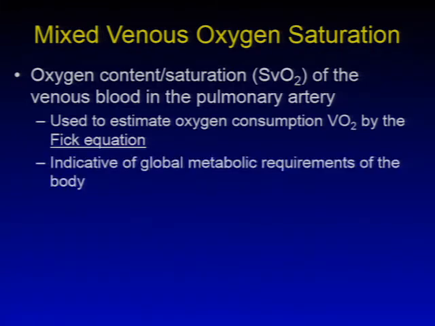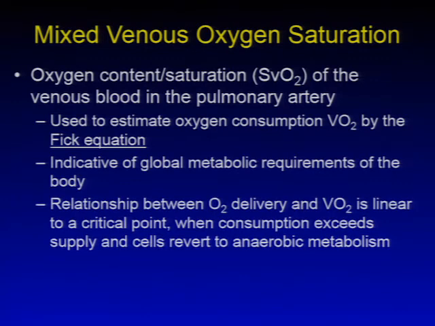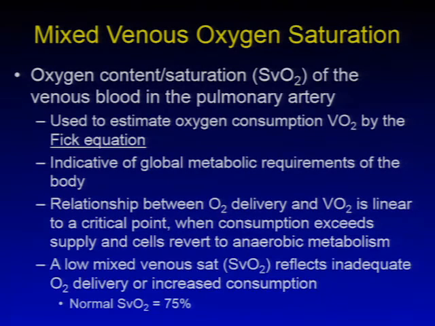The Fick equation is indicative of global metabolic requirements of the entire body, and there's a relationship between O2 delivery and O2 consumption, which is VO2. This is a linear relationship until a critical point is met, and that's when consumption may exceed supply and cells will revert to anaerobic metabolism.